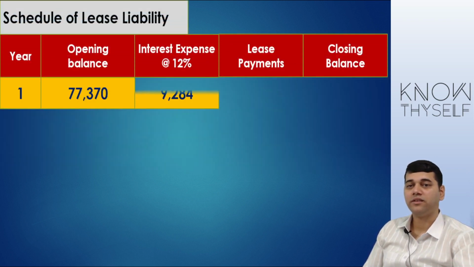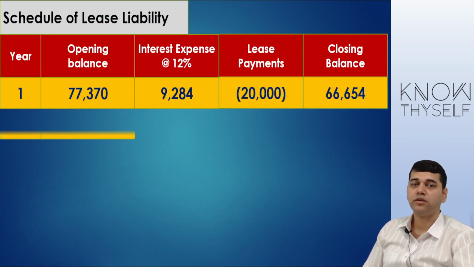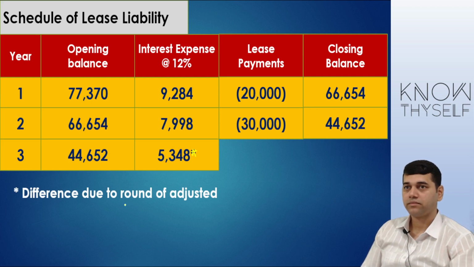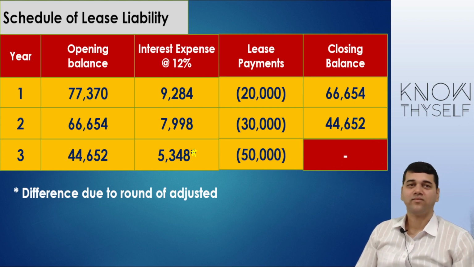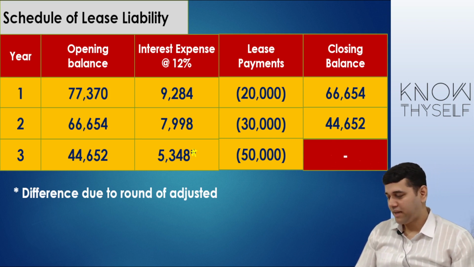So you start with 77,370. Interest expense will be at 12%. 20,000 is the lease payment, then the closing balance. So you have to write here the last difference. Put one star mark here, which you have forgotten. Correct, no? Make a practice. You are all perfectionists, no? Okay, so the liability balance has become zero.